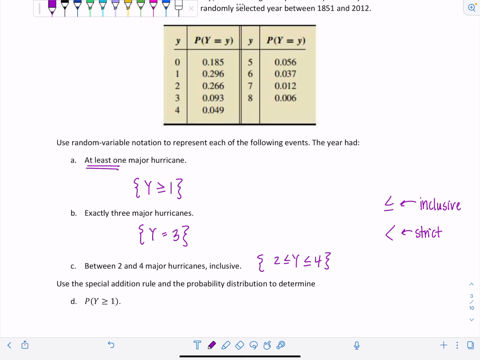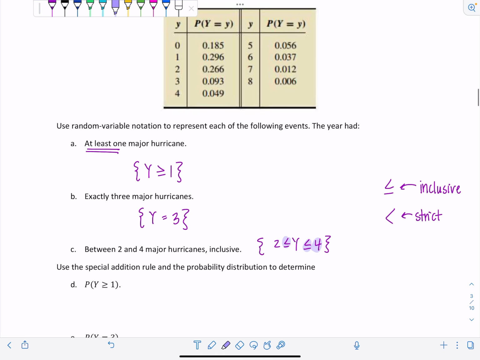Okay, good. They always have to open up towards the larger quantity, so to the right in this case. So make sure these are facing the correct direction. Now, use the special addition rule and the probability to determine, part D, the probability that y is greater than or equal to 1. So let's think about it.